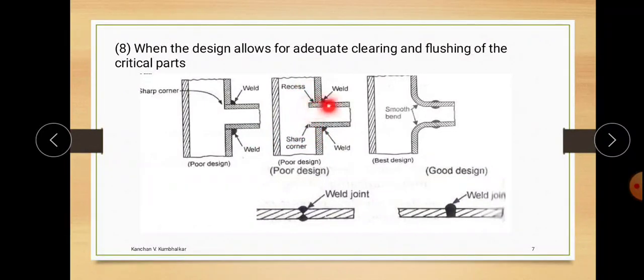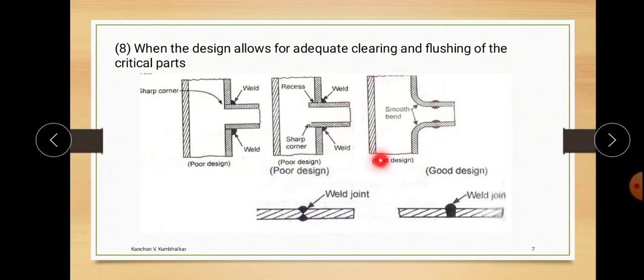The recesses and sharp corners must be avoided, so that proper flushing and cleaning are possible, and due to which the corrosion rate is diminished. But in this design there are smooth bends, so there is no possibility of accumulation, there is smooth cleaning and good flushing, and due to which this design is considered the best design of these two.